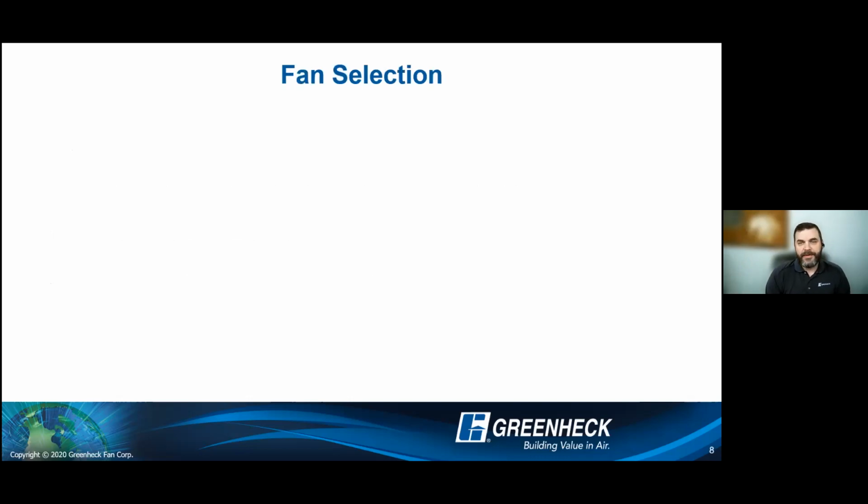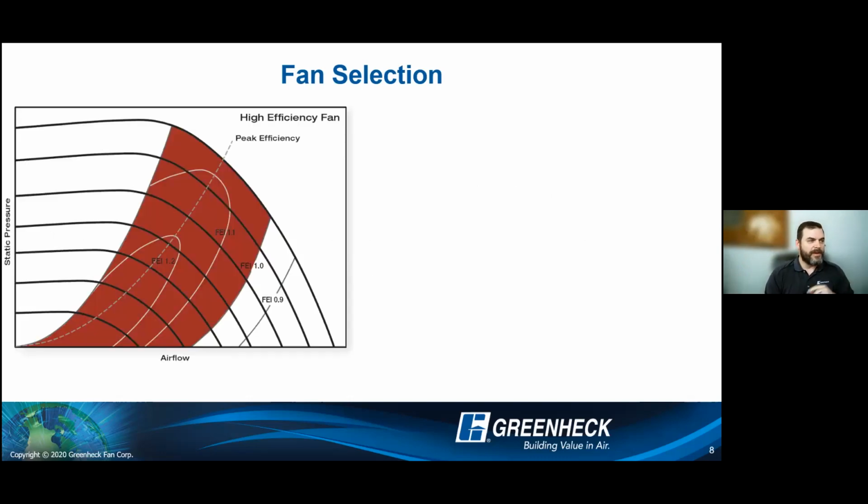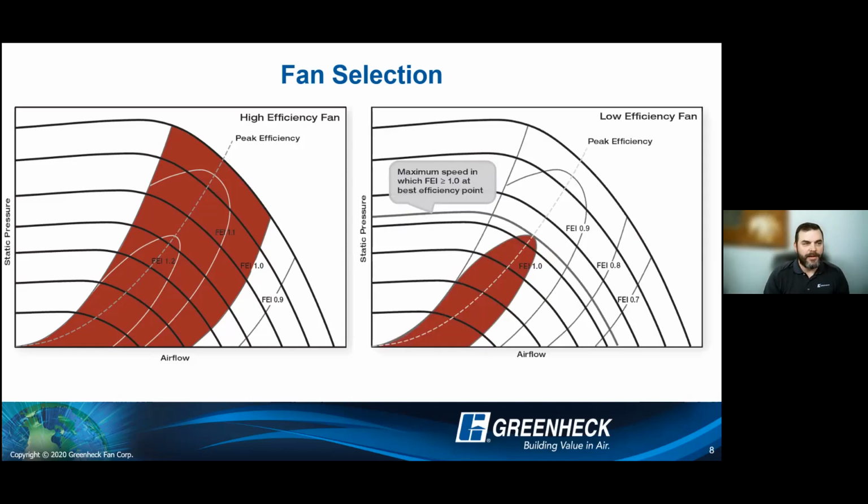So right back into fan selection, this is where the rubber meets the road. We're going to start applying that FEI knowledge, the fan energy index knowledge. So we saw this graph earlier. This is a great fan chart, or fan curve, excuse me, of a fan that has a very large, good number of FEIs throughout that middle zone. Let's compare that to a lesser efficient fan for that application.